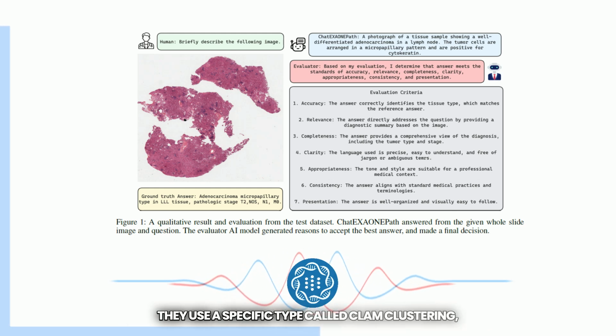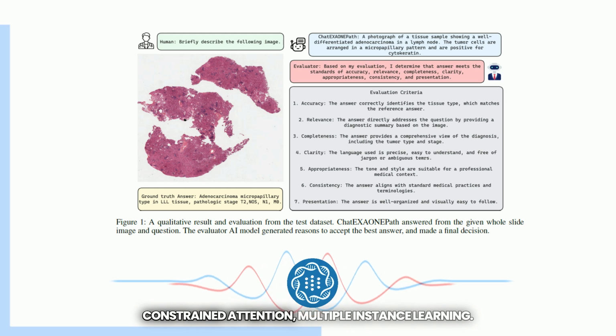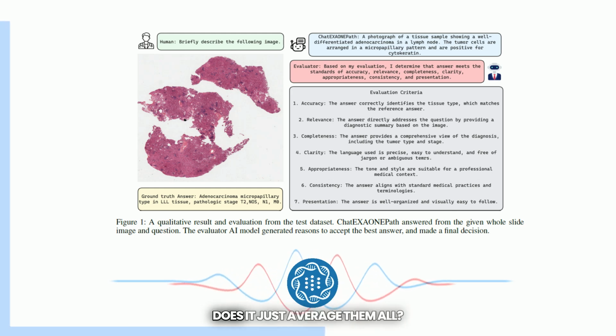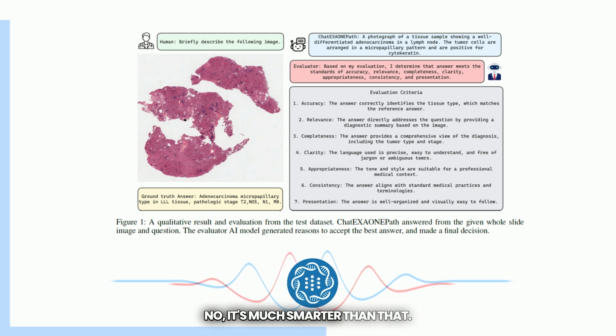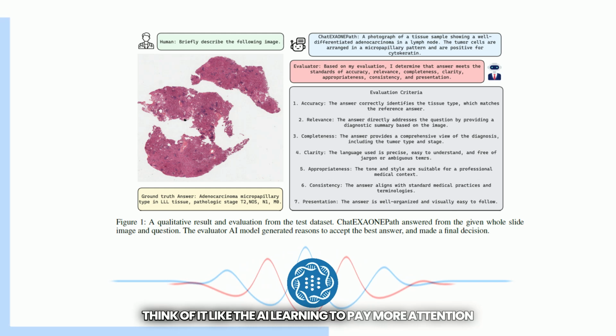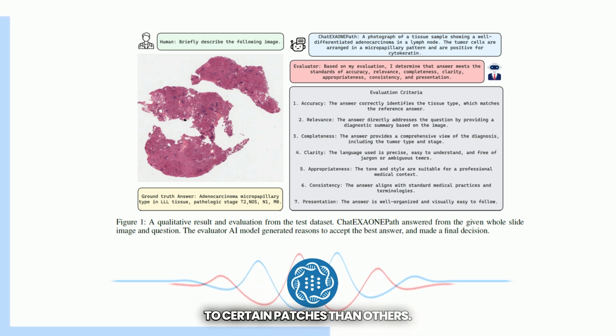They use a specific type called CLAM, clustering-constrained attention multiple instance learning. Bit of a mouthful. CLAM. Okay, what does it do? Does it just average them all? No, it's much smarter than that. It uses attention mechanisms. Think of it like the AI learning to pay more attention to certain patches than others.